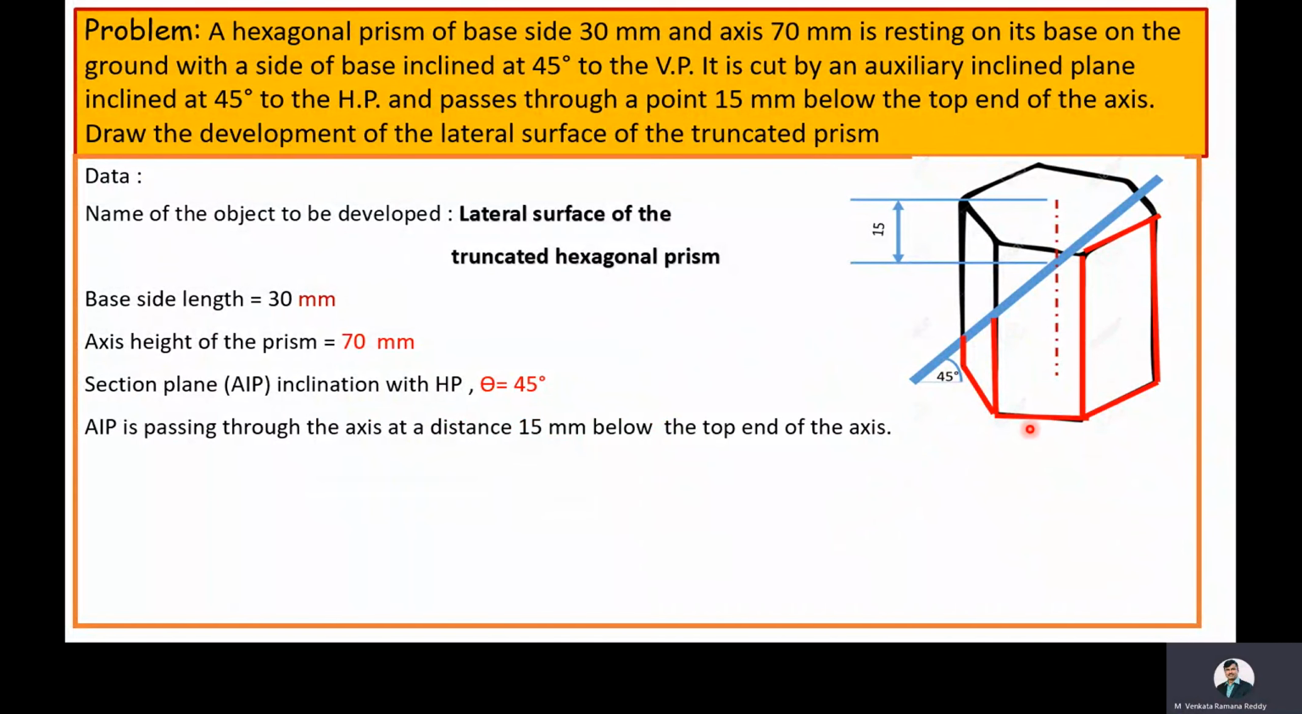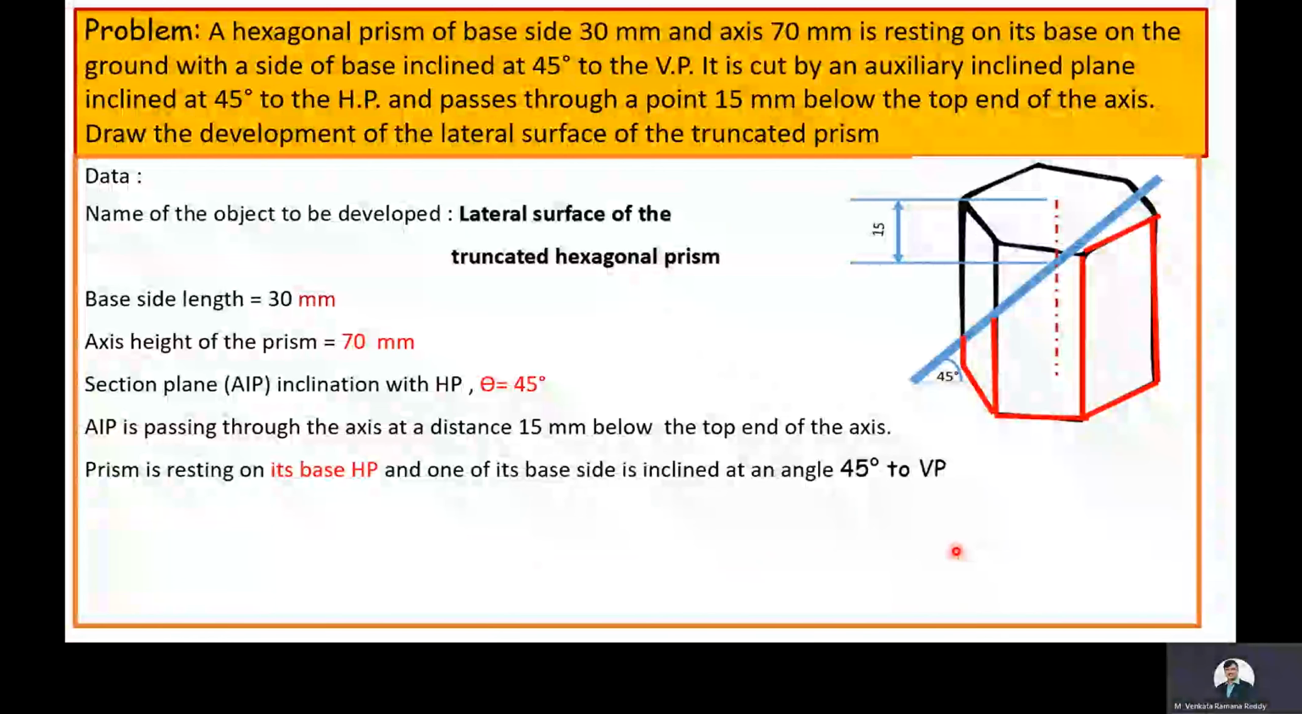And the hexagonal prism is resting on its base on HP and one of its base side is inclined with an angle of 45 degrees to the VP. With this basic information, we need to develop the lateral surface of the truncated hexagonal prism.